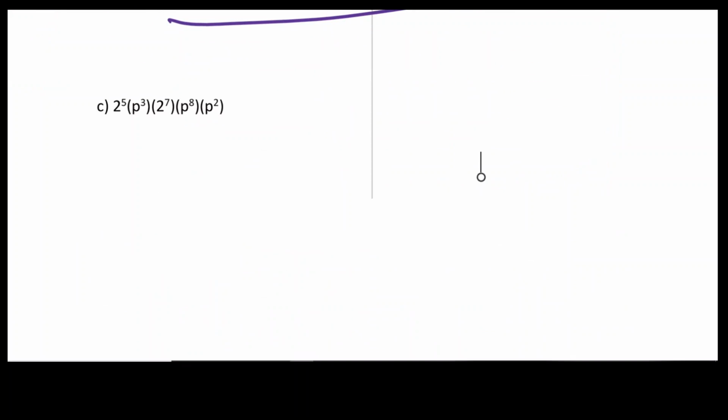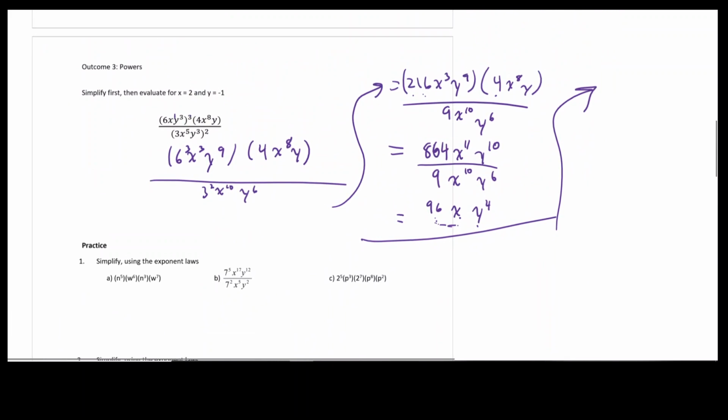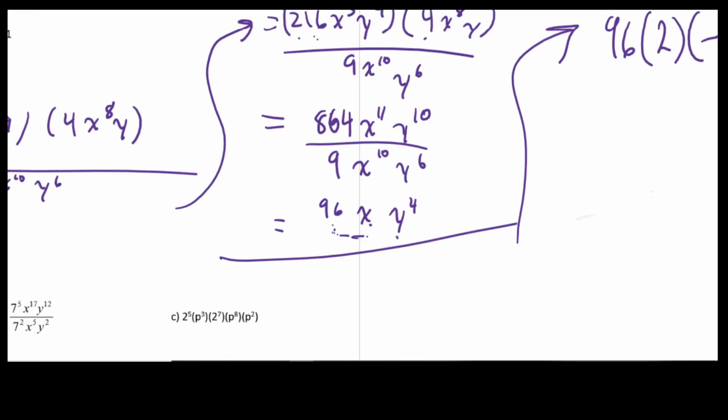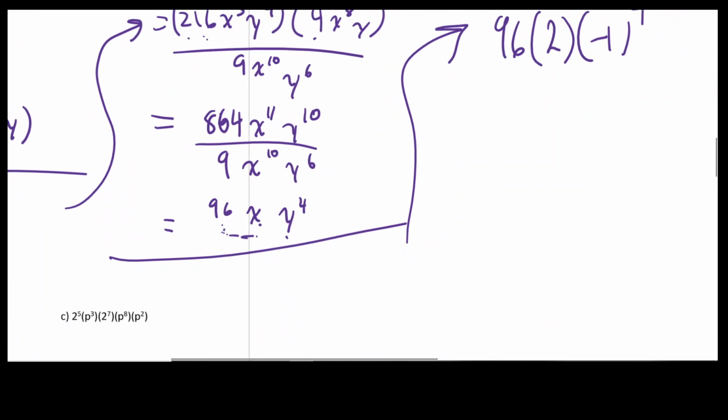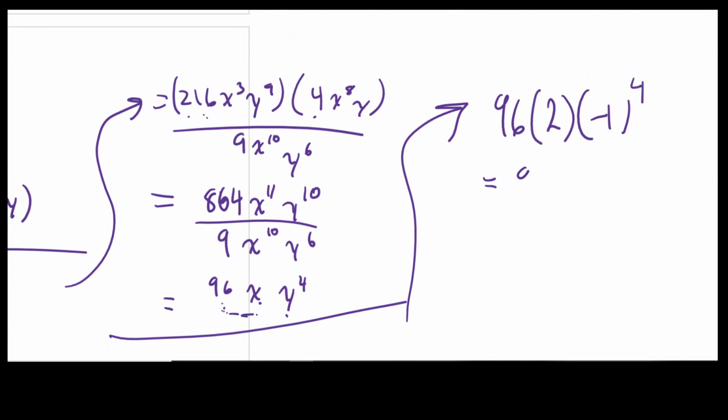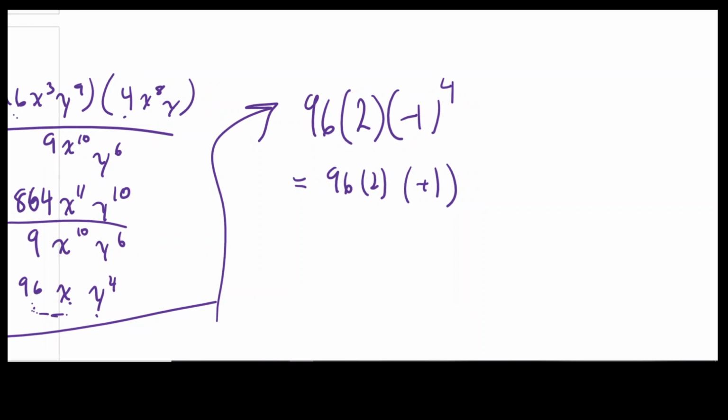So 96 times x, which is 2, times -1 to the power of 4. So BEDMAS, you got to start with the exponents. So 96 times 2, -1 to the power of 4 is +1. If you punch that into your calculator and get a negative, it means you need to put the negatives around the brackets. You got to use your bracket buttons on the calculator. You got to put brackets around the -1 before you punch it in. You should get +1 on your screen.